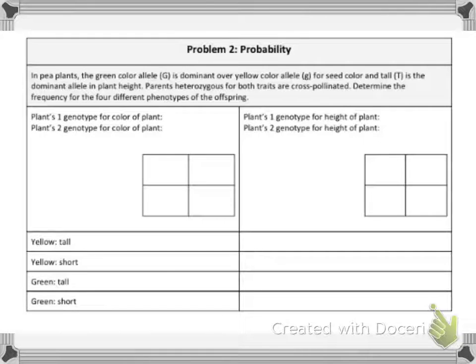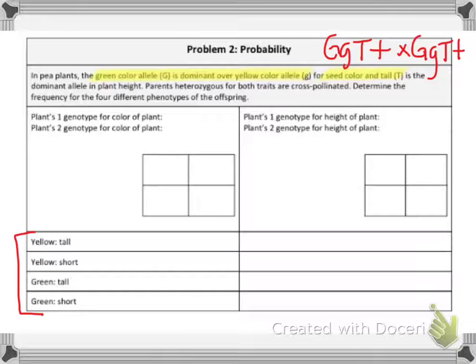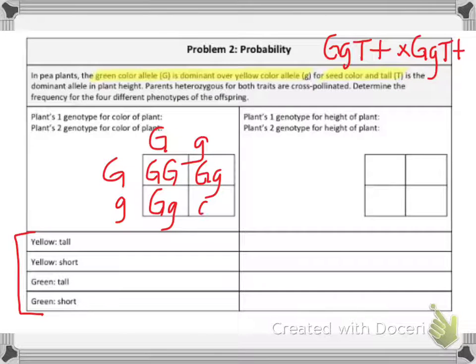In pea plants, the green color, so you can read as we go. I'm just going to highlight the information. So parents heterozygous for both traits, so we're going to have both parents with the same traits, are crossed. Determine the frequency of the 4 different phenotypes of the offspring. So this is just asking how many will appear like you see below. So now I'm going to do color. I will then do the same thing for height. And again, heterozygous.